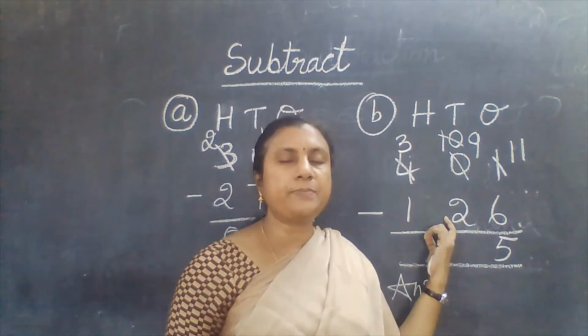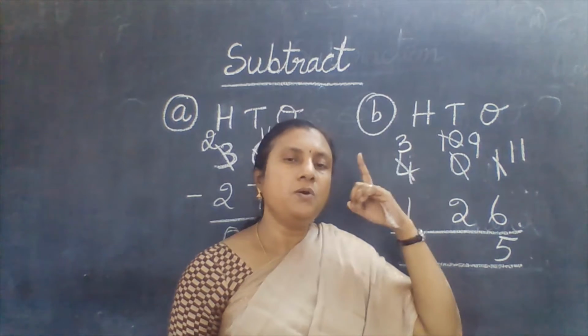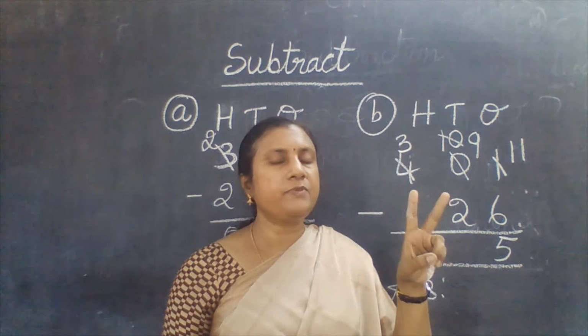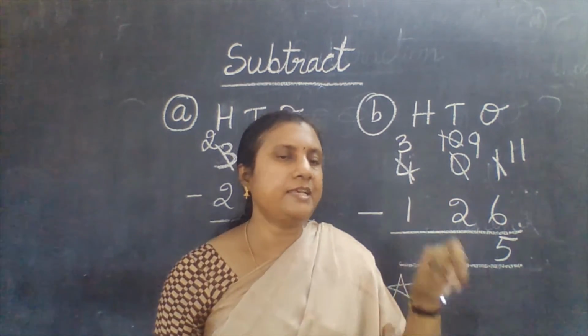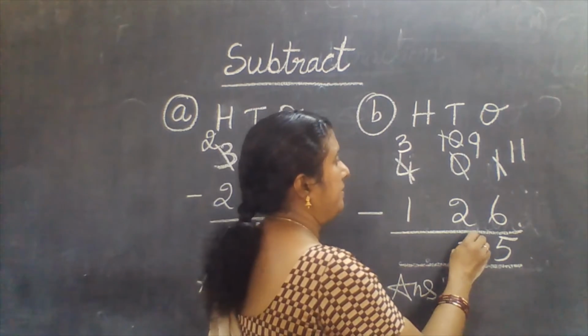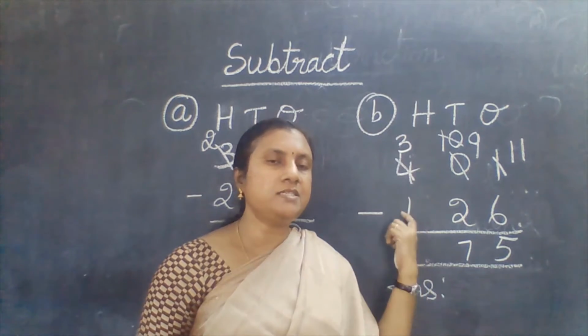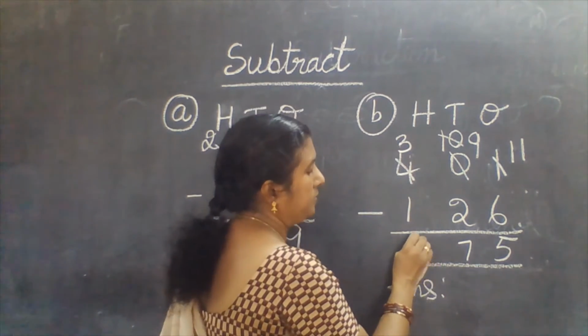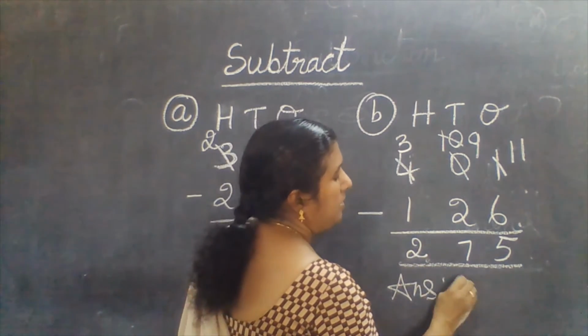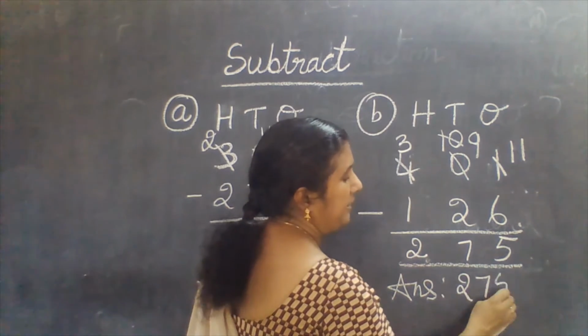Next you have to go to tens place. You have to separate 2 from 9. So 9 in your mind, 2 in your fingers. Before 9: 8, 7. The difference is 7. Here 3 and 1 are there to separate. 3 minus 1 is 2. The before number to 3. So what is the answer? 275.